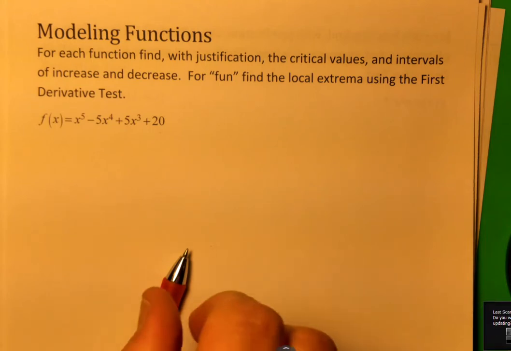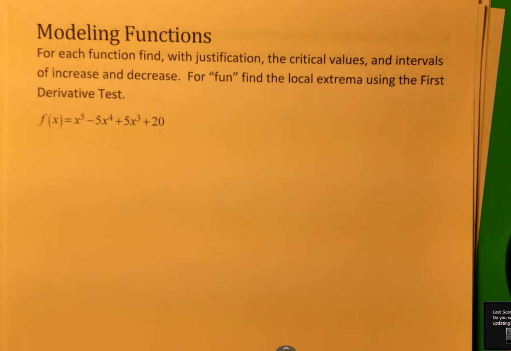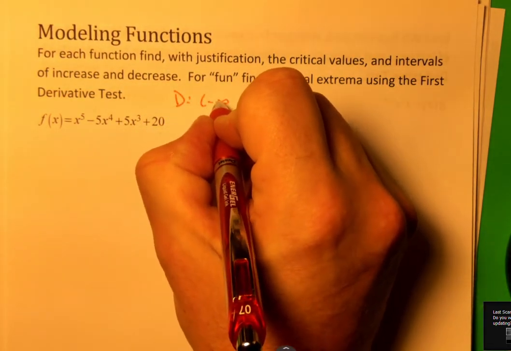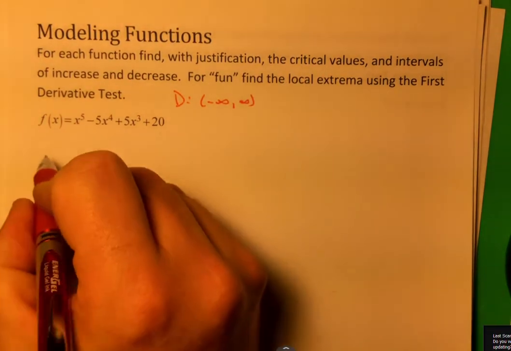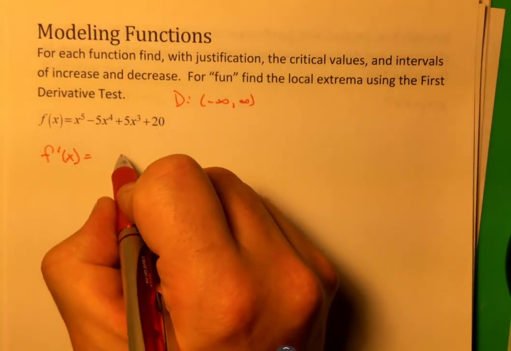Good evening. I told you I'd make some videos, so let's take a look at modeling functions. We're going to use the first derivative to model the behavior of f of x. Now f of x is a polynomial, and therefore its domain is all reals. So we start by looking at its derivative.